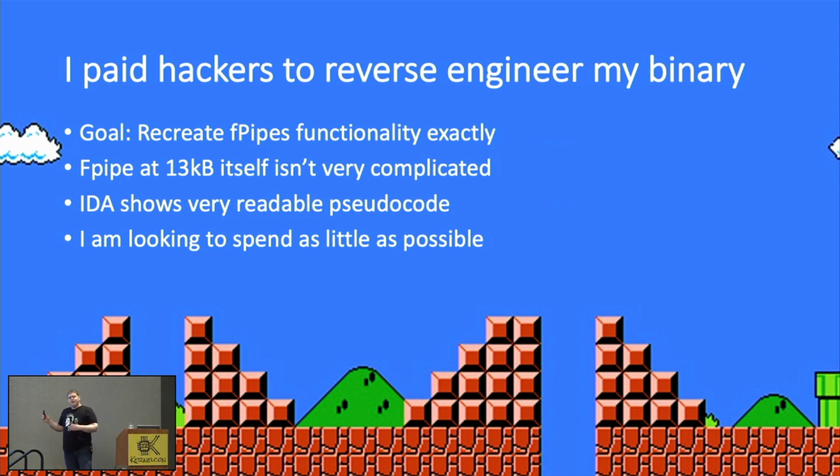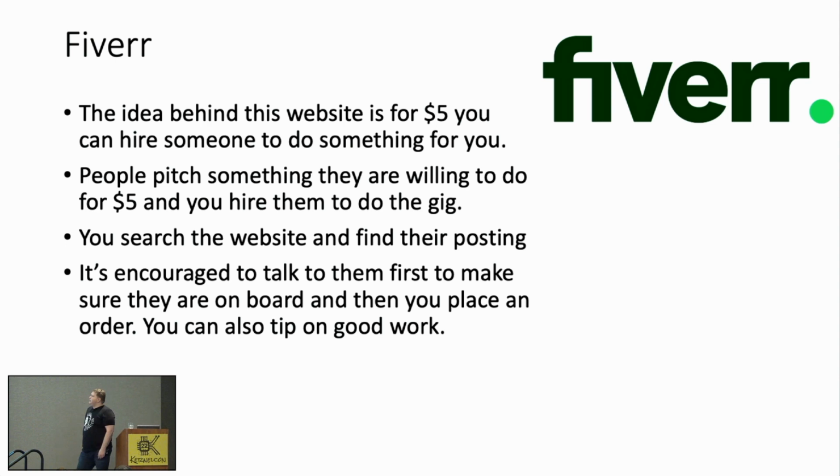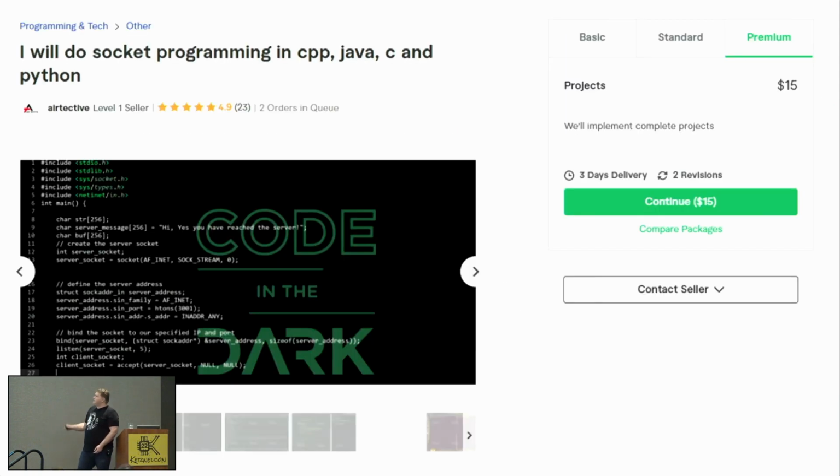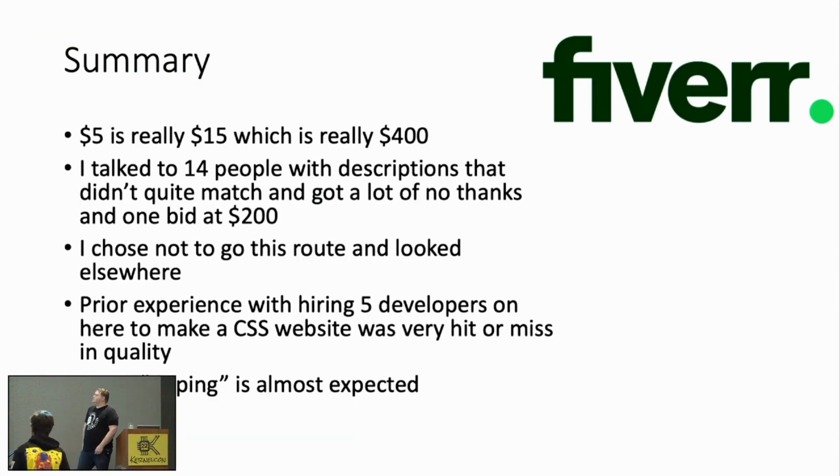I took the binary to IDA, and it gave me about 1,000 lines of pseudocode that looked pretty readable. I thought, this has got to be possible. So I went over to Fiverr. If you've never been to Fiverr, someone will do something for $5, like, I will write a program for you for $5, and you contact them. I found a guy who said, I will do socket programming in C++ for you, $15. Hell yeah. There's a problem with that: $5 is actually $15, and when you talk to him, he wants $400. I contacted 14 different people, and they were like, nah, I'm good. One of them wanted $200, but he bailed on me.